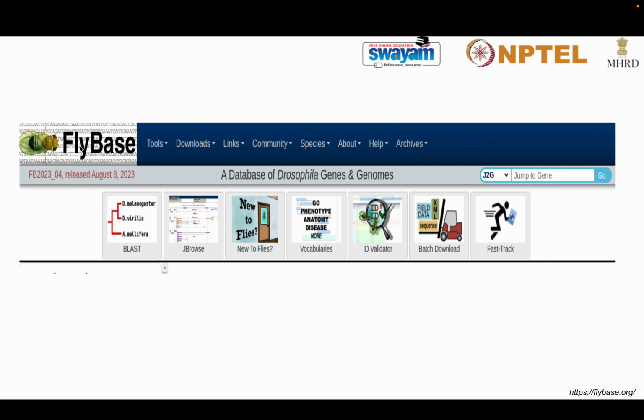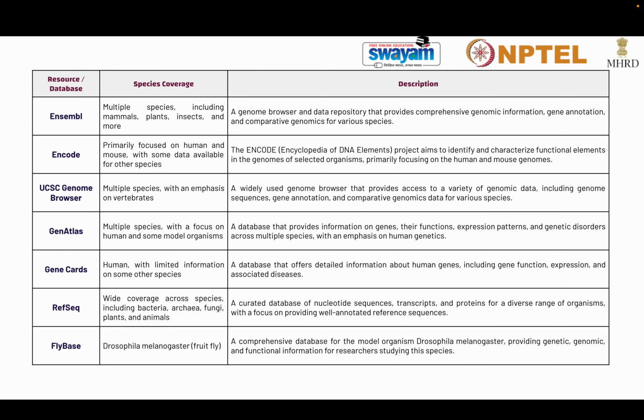Now let's see what FlyBase provides you. It provides you the database of Drosophila genes and genomes. So these things you can do in FlyBase. It is not associated with the human genome. Now here I have provided you the list of other databases which were mentioned in that question. For example, if you don't have any idea about any, you can go through this table.